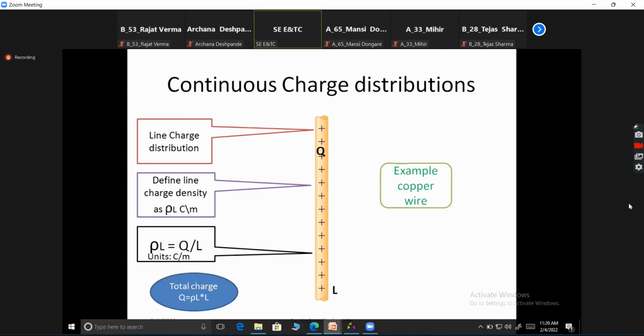But when you're going to do the time varying analysis, when you actually talk about the wave, there are two aspects, static and dynamic. So far we are talking only about the static case. In the static case, thickness is not considered. But when you're going for the dynamic one, at that time the thickness of the conductor is taken into consideration.